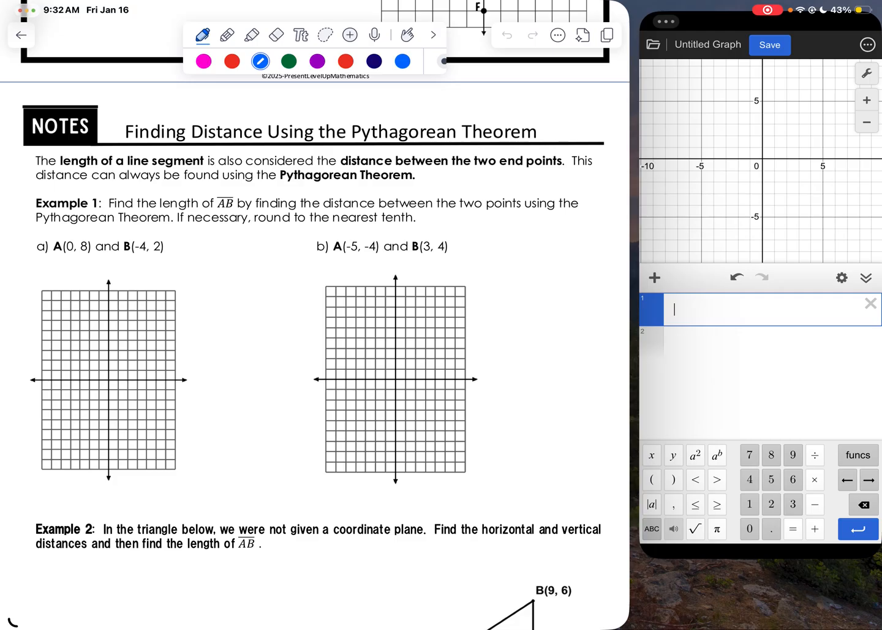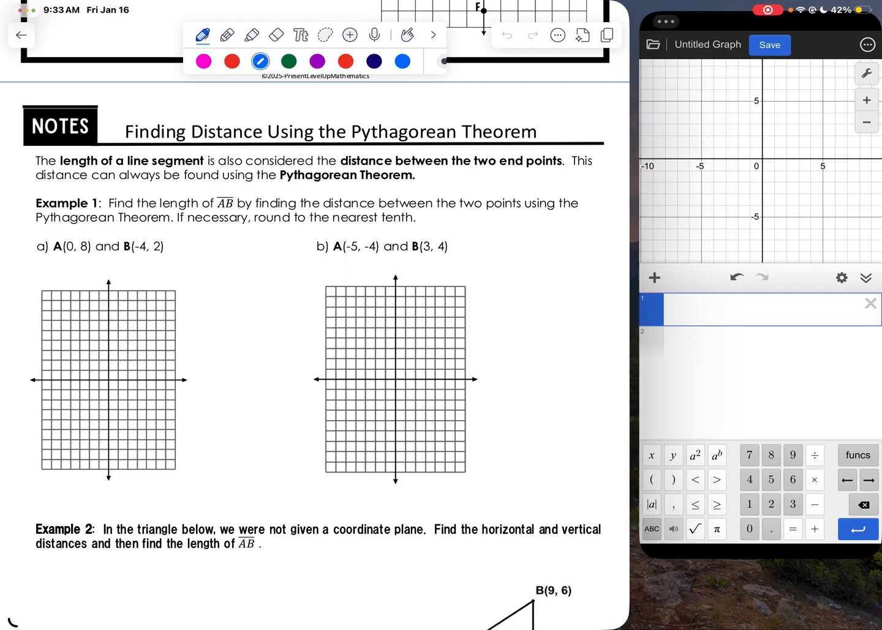In today's lesson, we will be using the Pythagorean Theorem to find the distance between 2 points on the coordinate plane. So the length of a line segment, or how long a line segment is, is also considered its distance between the two endpoints. This distance can always be found using the Pythagorean Theorem.